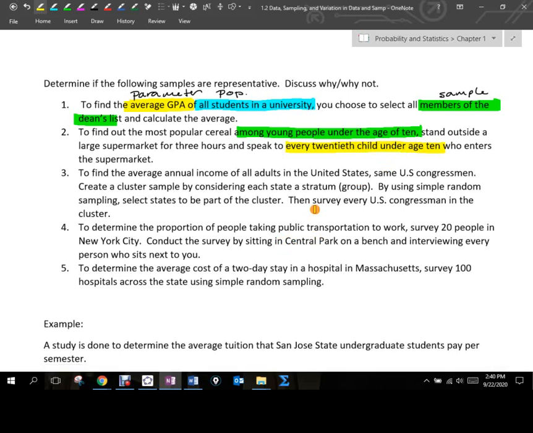Okay, so the green, so among young people under the age of 10, right? That's our population. The sample then is going to be obviously the every 20th, right? Okay, so as we go through that process of collecting every 20th, that will eventually be a finite group of people. What am I trying to figure out? What is the parameter?